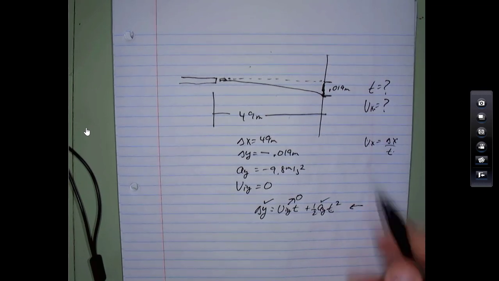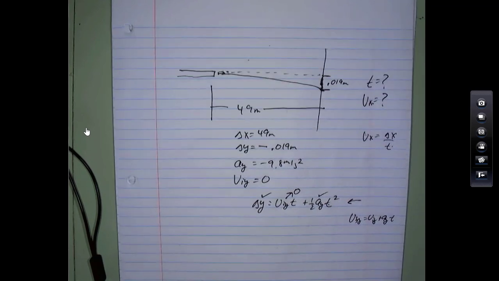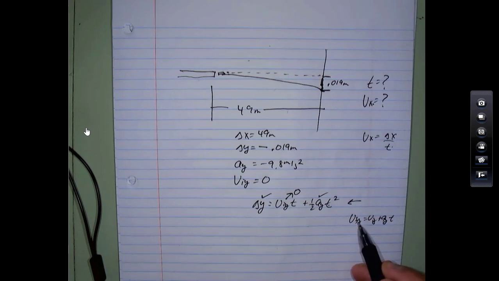We can't figure out the time from this one because we don't know the y speed right before it hits the target. We don't know this. It's not 0, that's after it hits the target. You need the speed right before it hits the target. Okay, so this one won't work for us.